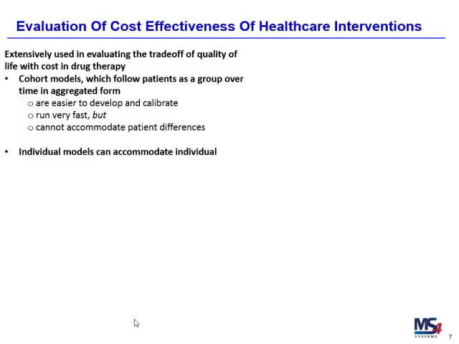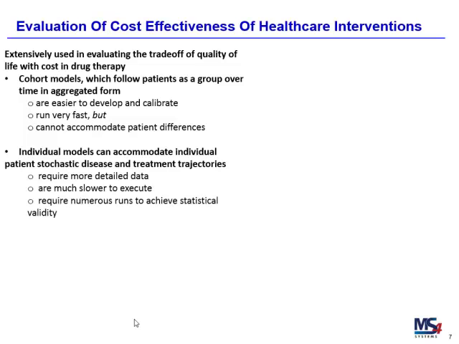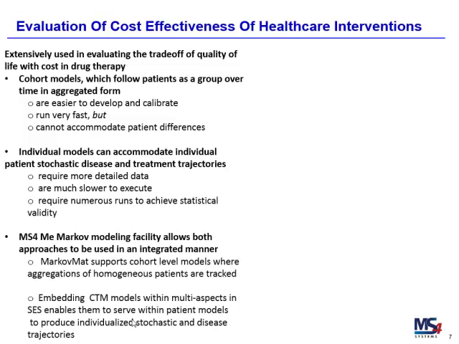Individual models can accommodate individual patients' stochastic disease and treatment trajectories, but they require much more detailed data, are much slower to execute, and require numerous runs to achieve statistical validity. The new MS4 Me Markov modeling facility allows both approaches to be used in an integrated manner. Markov matrix supports cohort-level models where aggregations of homogeneous patients are tracked.